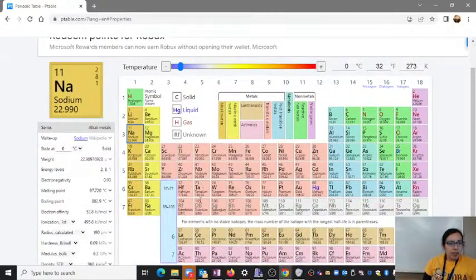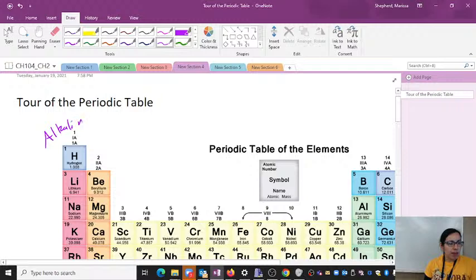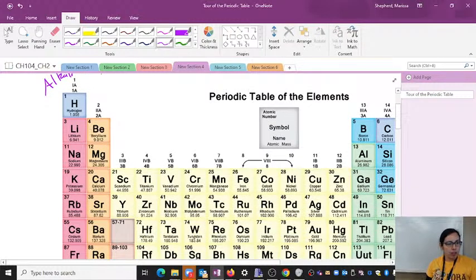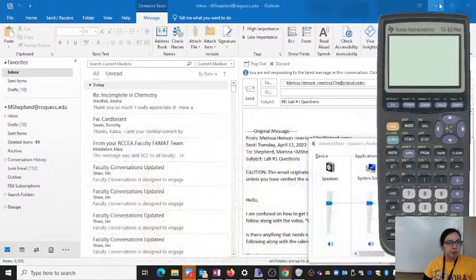So starting over on this side, these are the alkali metals. So all this column here, generally excluding hydrogen, all these are your alkali metals, and they're famous for being water reactive. And so let's go back to our periodic table.